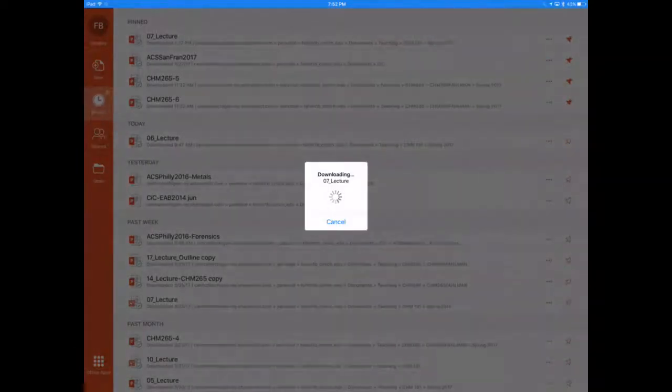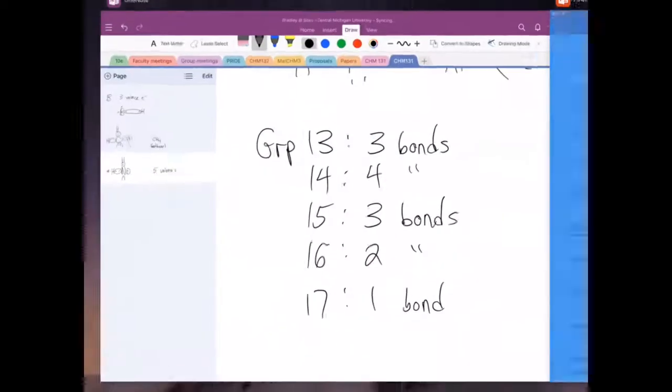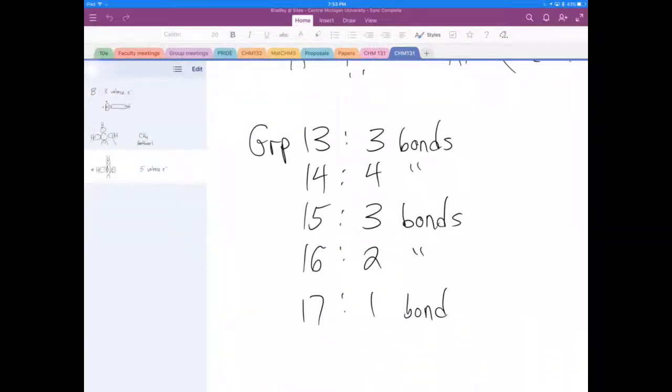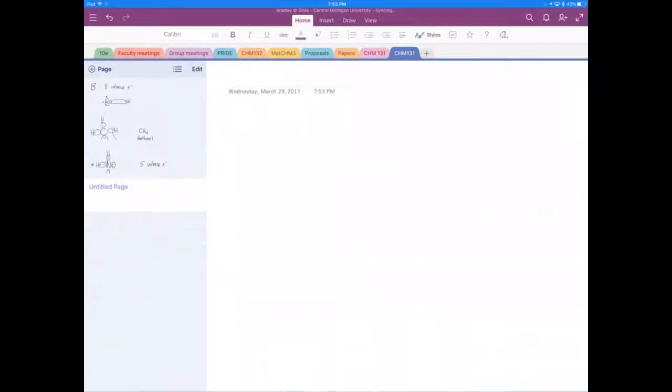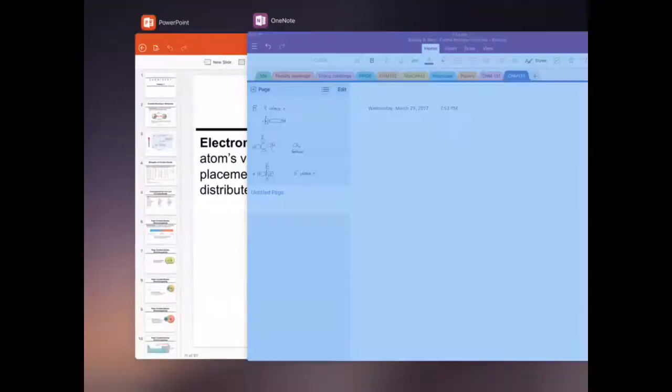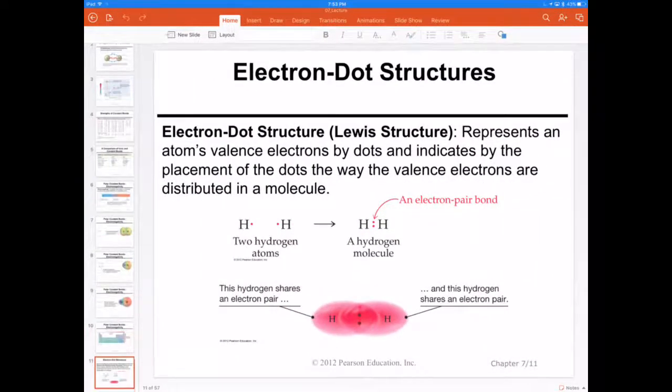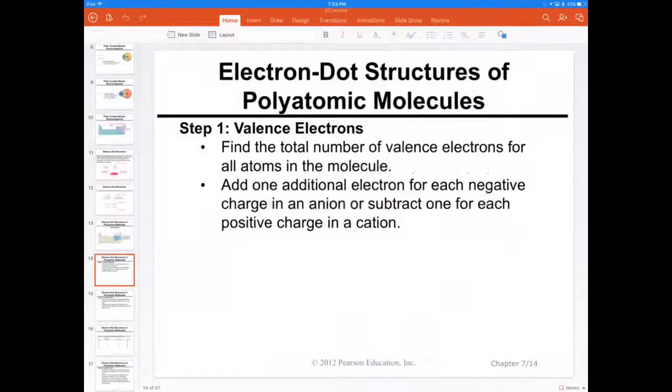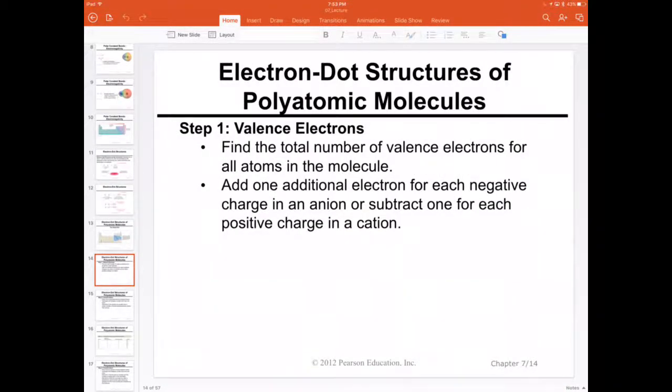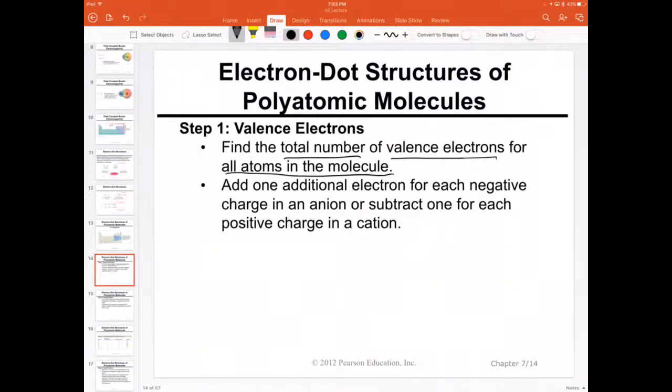The first thing you're going to do is determine the number of valence electrons. Okay, start a new page. Wow, I lost everything. Okay, so you are going to determine the number of valence electrons, the total number of valence electrons for all atoms in the molecule.